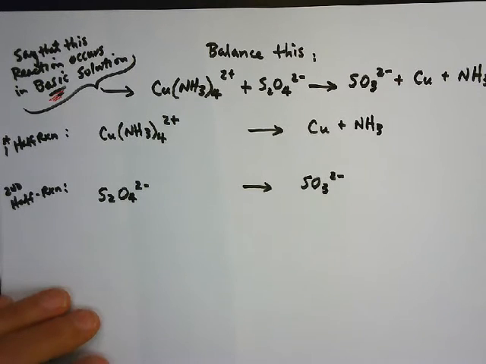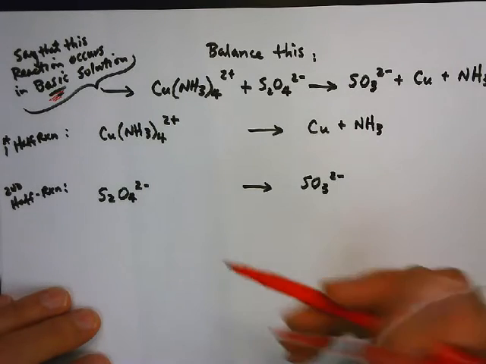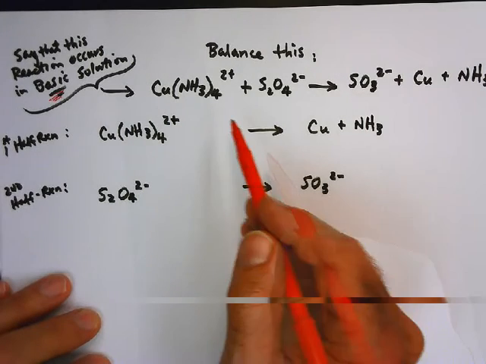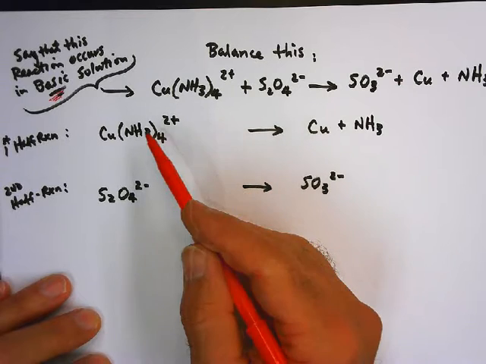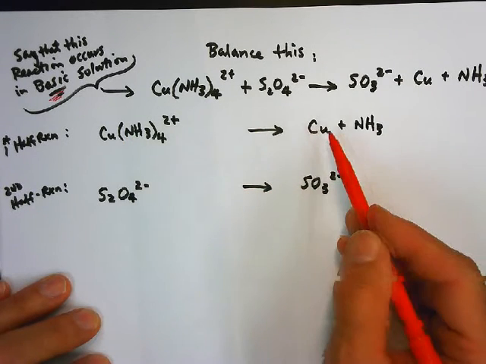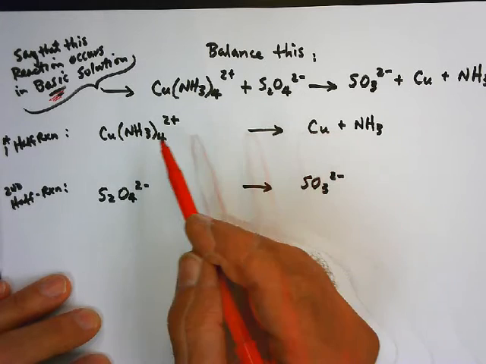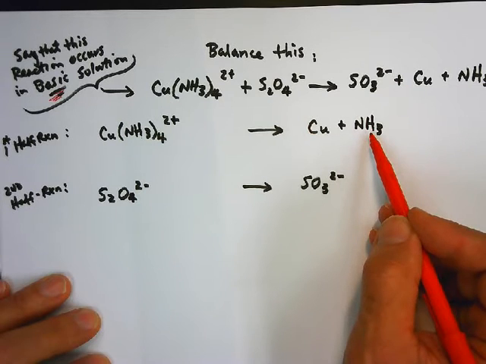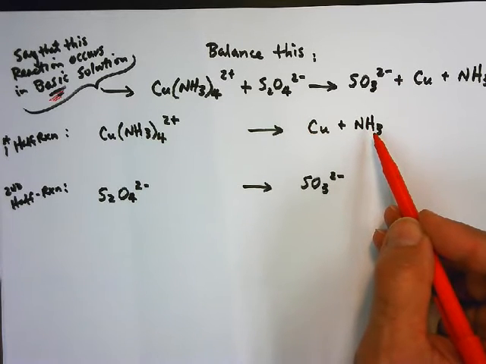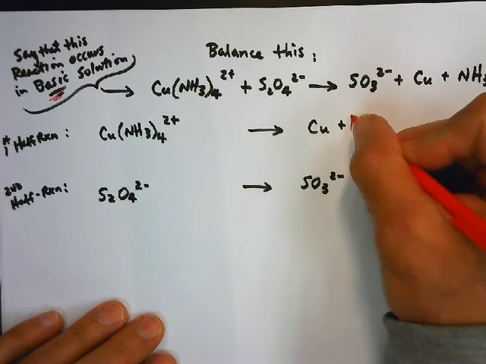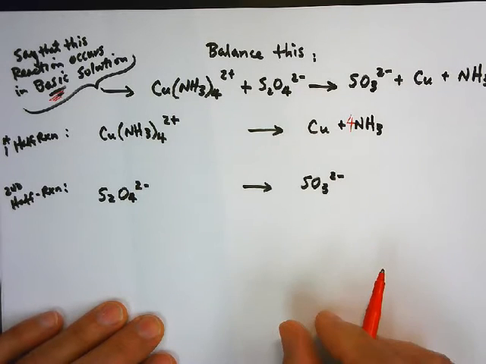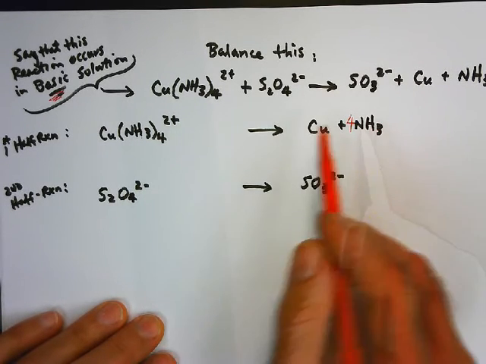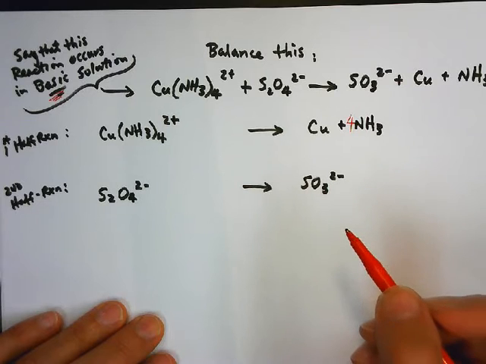So now we have our two half reactions laid out. The next step is to go to the first half reaction and balance our elements out. So we have 1 copper on the left, 1 copper on the right. That's good. We have 4 NH3s on the left, but only 1 on the right. So I'm going to need to multiply this by 4 here to have 4 NH3s on the right, just like what I have on the left. Okay?